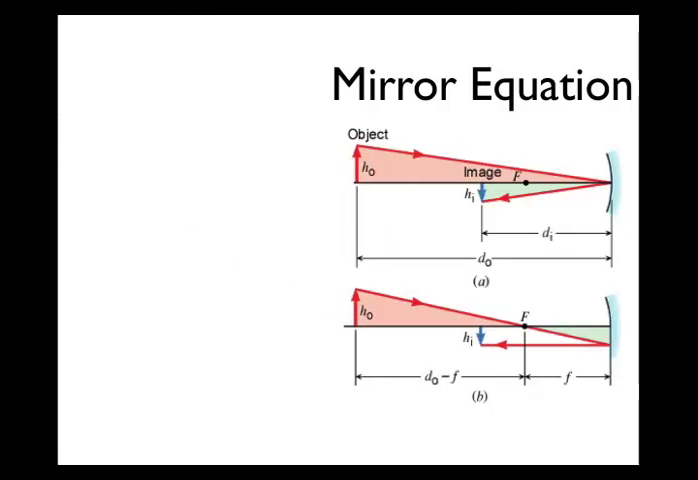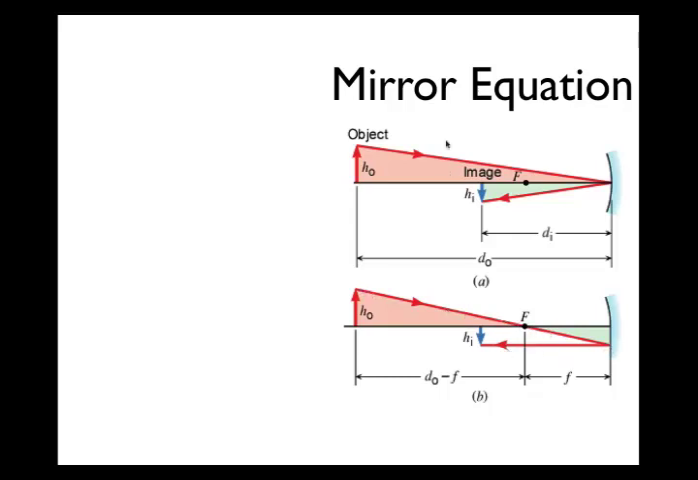We can deduce a mirror equation for doing the similar kind of analysis, but now algebraically rather than geometrically. So to do that, we think about two rays. One of the rays here in diagram B is one that we already thought about. The ray that comes off of the top of the object, passes through the focal point, and then is reflected back parallel to the principal axis.